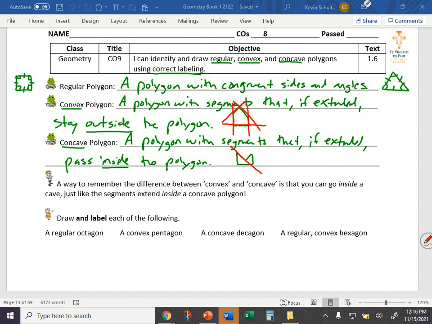Who can think of a good way to remember the difference between convex and concave? If this is the first time you're seeing these terms and you want a little trick to help you, Peter? Like a concave polygon is like a cave. Yeah. Goes inside, right? Concave, you go inside a cave, and so do the segments, or the side segments. Questions on this?